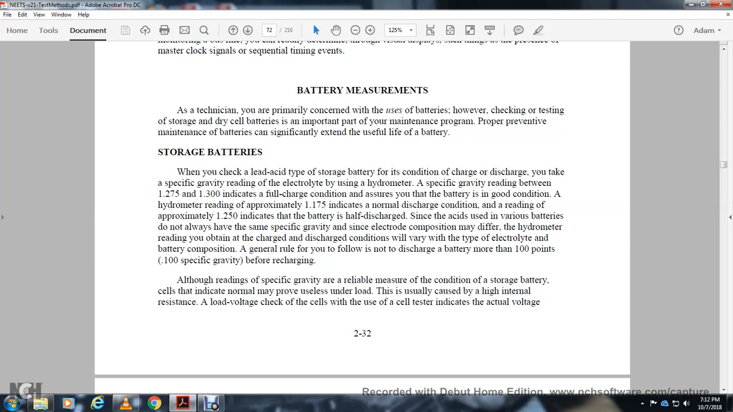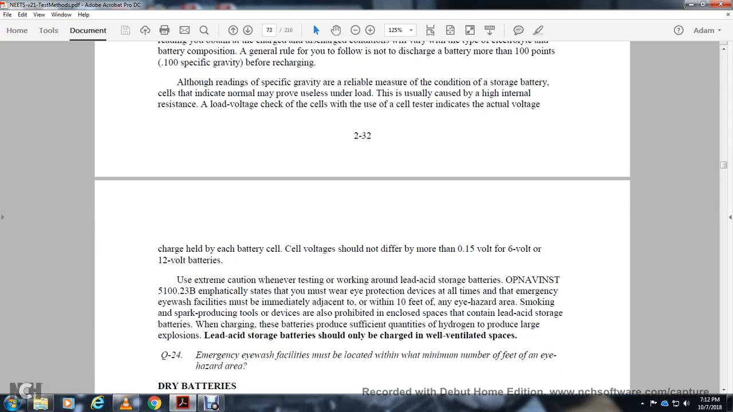Although reading a specific gravity is a reliable measure of the condition of the storage battery itself, it does not indicate how the battery performs under load, which usually shows high internal resistance. For a high load voltage check, use the cell tester and read the actual voltage change. Each of the battery cells should not vary by more than 15 hundredths of a volt, for 6 volt and 12 volt batteries.